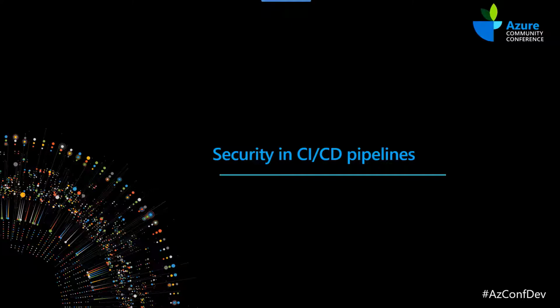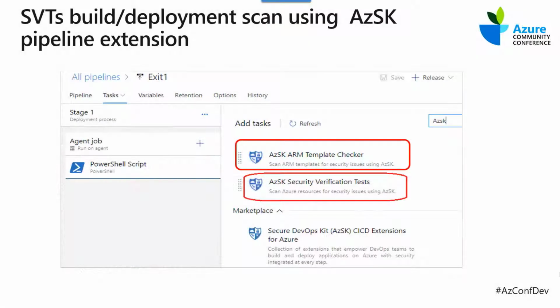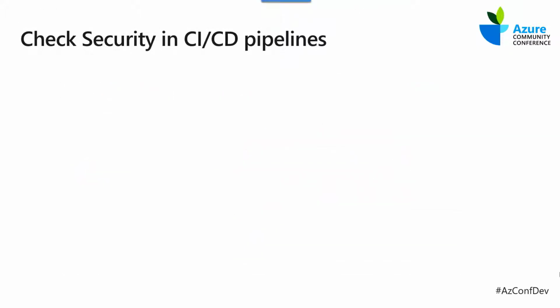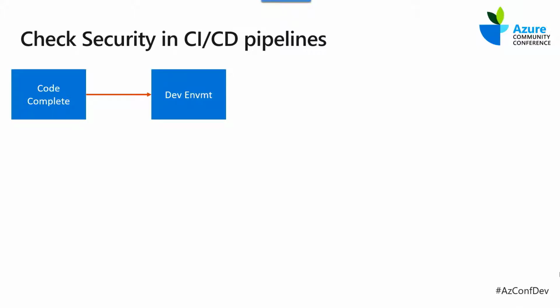Security in CI/CD pipelines. For the build and deployment scan, I just need to install the extension on Azure Pipeline, and then I can check for security. For example, now I have my code, and then moving from the code to development, that's fine. But before moving to the testing environment, I will use the Azure Pipeline to scan the testing environment first to make sure that the testing environment is secured.